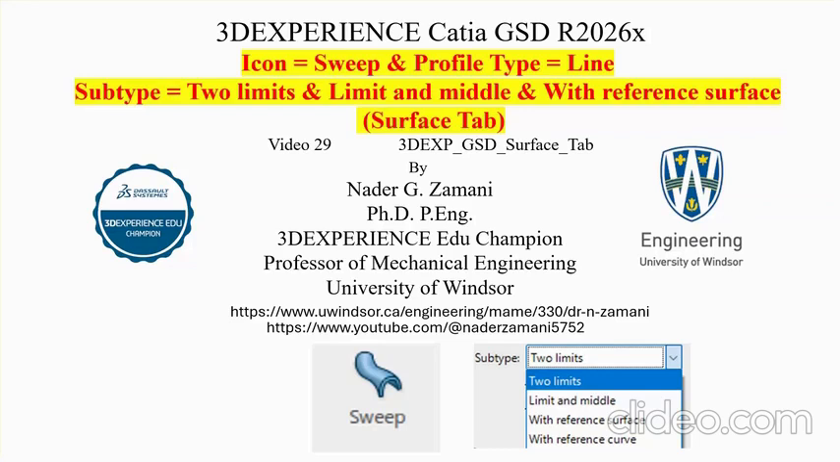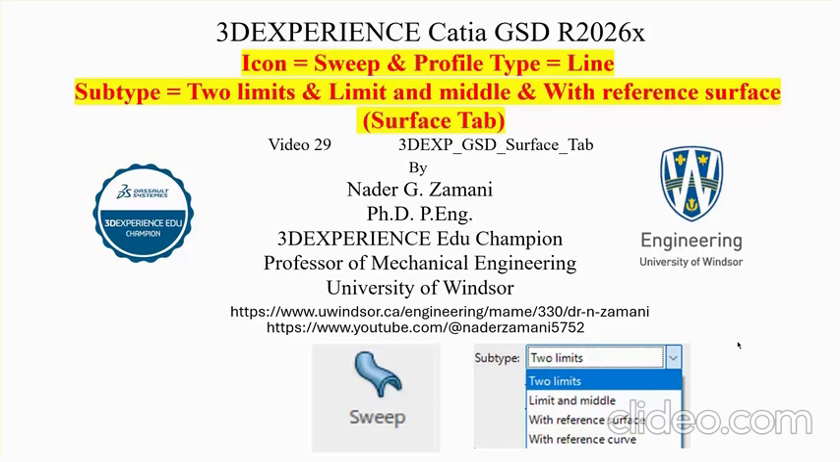However, this profile type is not explicit, as I did in the previous three videos, but it's called line. Now, under the subtype, there are actually 7 of them, but in this video, we will look at 3 of them. And those 3 are 2 limits, limit and a middle with reference surface, okay? And here is the sweep icon, and these are the three subtypes that we're going to look at in this video, and the rest of them are going to be in the next videos.